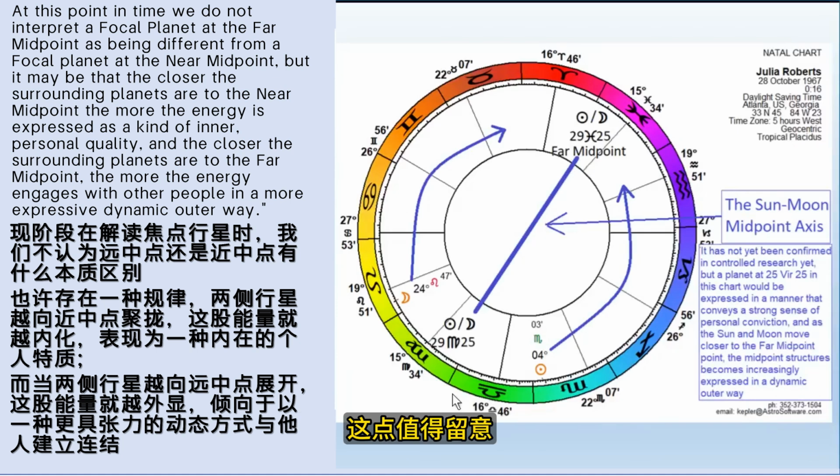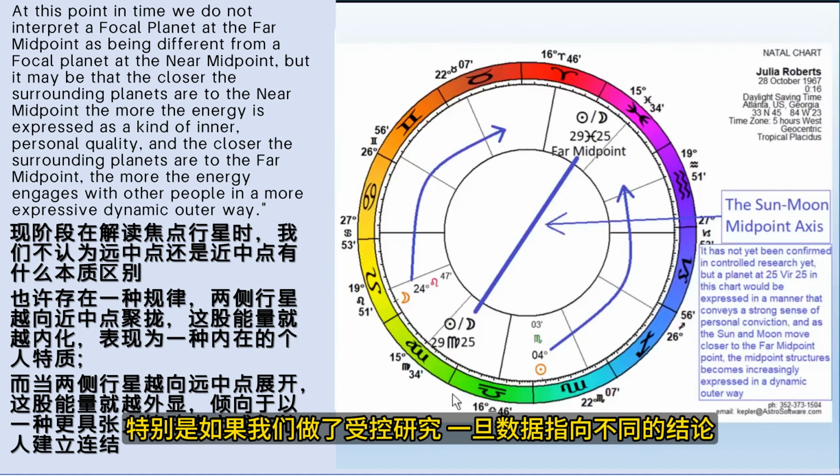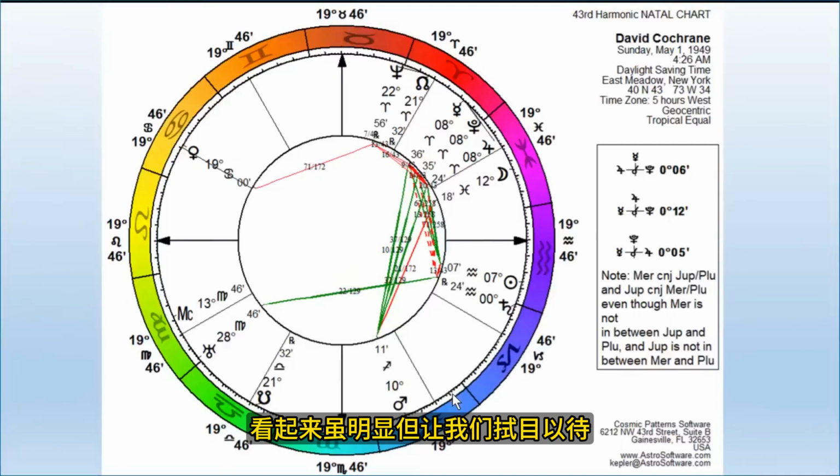It's something to look at, as a lot of people look at it, and we get examples and share. Maybe we'll modify our theories, and especially if we do a controlled research study, then we definitely would modify our theories if we find the data is telling us something different. But probably something along the lines of what I'm saying is going to be confirmed. It seems fairly evident, but we'll see.